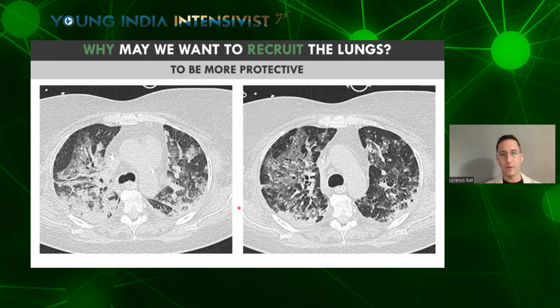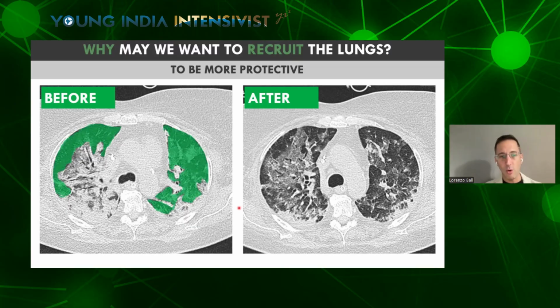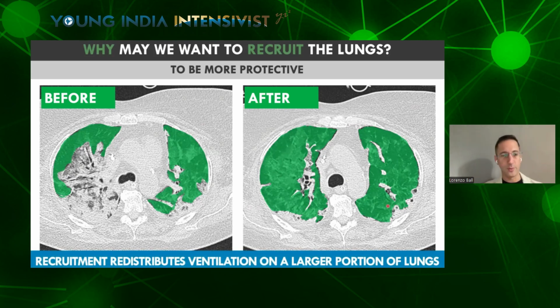Intuitively, we want to do that because we want to be more protective with our ventilation. We have the same patient before and after the application of a higher level. This was not PEEP, actually, this was spontaneous breathing, so it was CPAP. Before, we get this image, and we have this small portion of the lung which is available to mechanical ventilation. After the application of a higher CPAP level, this was the condition, and many regions of the lung that were before unavailable for ventilation become available. So one of the reasons why we want to recruit patients is that we redistribute ventilation on a larger portion of the lungs.